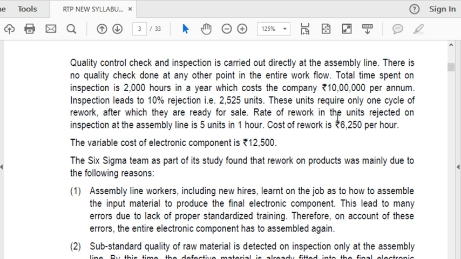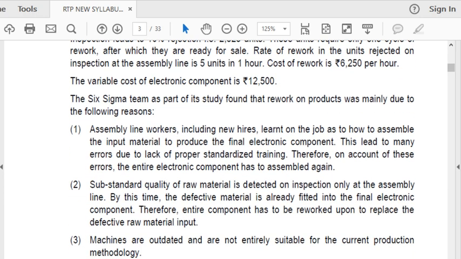These units require only one cycle of rework, after which they are ready for sale. Rate of rework in the units rejected on inspection at the assembly line is 5 units in 1 hour. Cost of rework is 6250 per hour. Okay. So what else? The variable cost of an electronic component is 12,500.